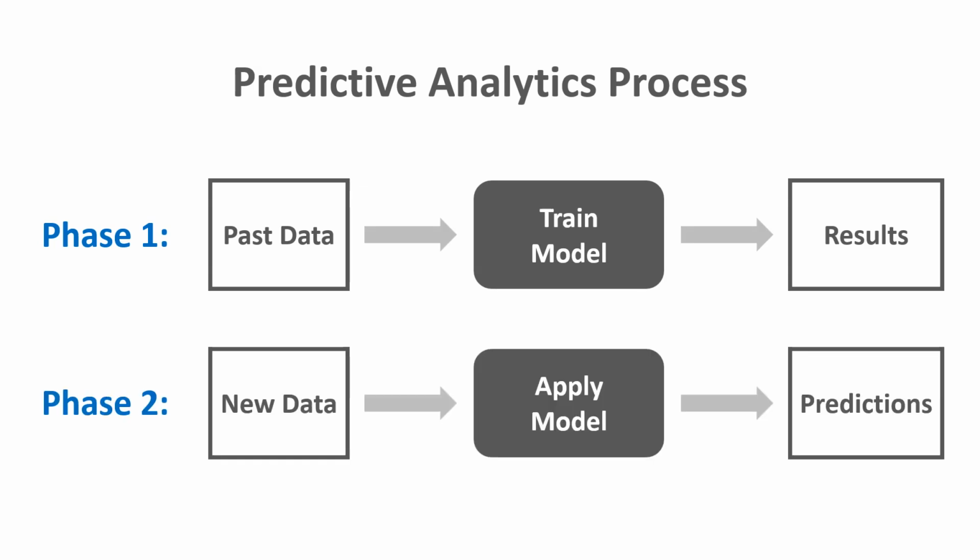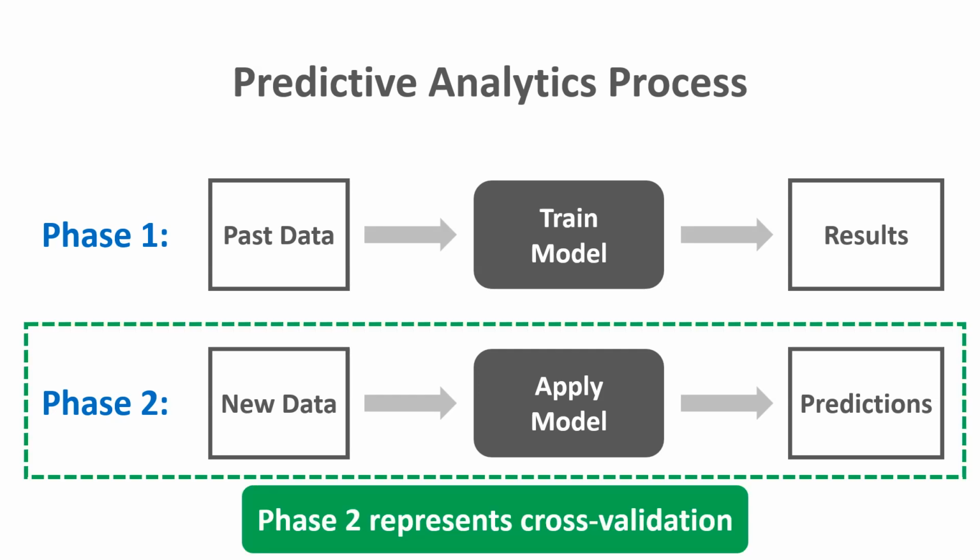And then in phase two, we get new data or fresh unseen data from that same underlying population as that initial past sample of data, and then we take our trained model and apply it to the new data and get predictions. Then we can evaluate the model's performance and prediction accuracy with this phase two data. This phase two really represents what we consider to be cross-validation. In phase one, we're validating the initial model, and in phase two, we are cross-validating that model with a new sample of data from the same underlying population.